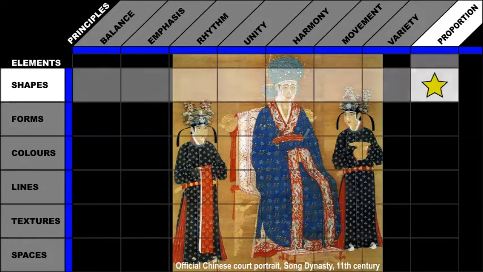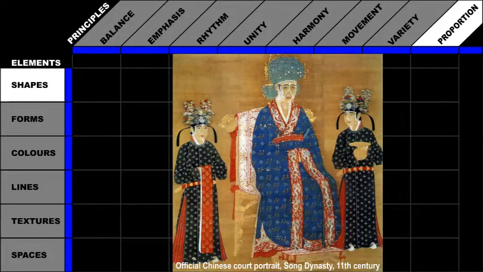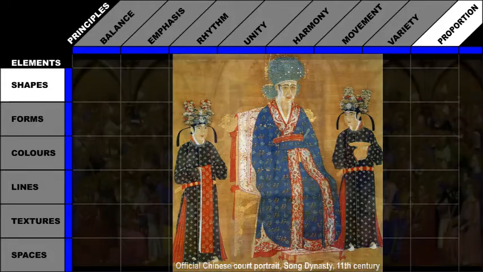In this official court portrait of a Chinese empress, the shape of the seated figure is proportionally larger than the shapes of the servants standing on either side of her. This use of proportion with shapes shows that the empress is more important than her servants.